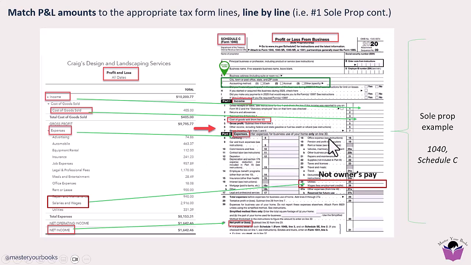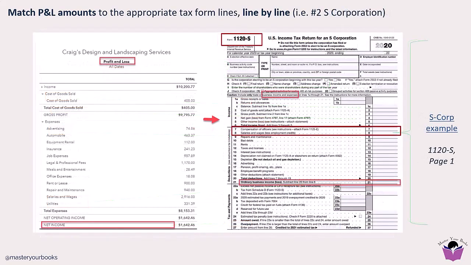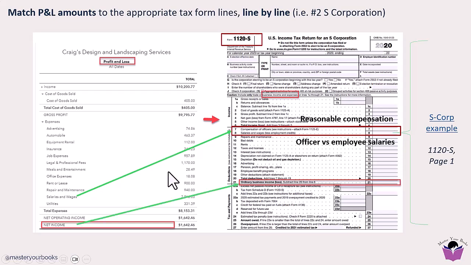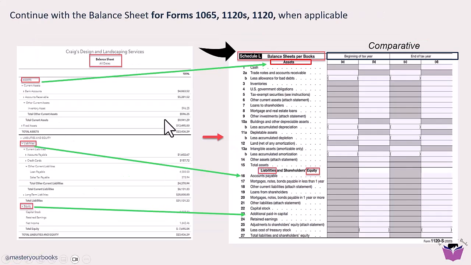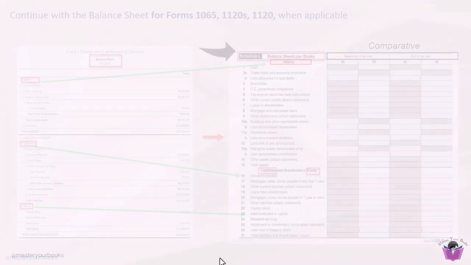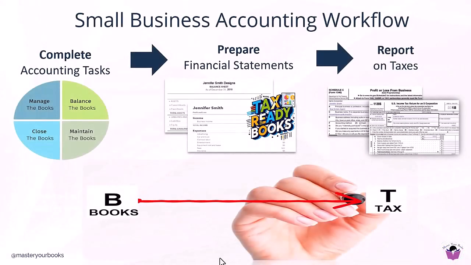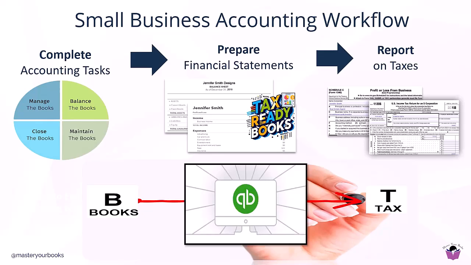And if you don't understand why a number moved from the books to the taxes or how it moved from the books to the tax form, this is a great time to get on a call with your accounting and tax professional. You'll do that same step for the profit and loss statement, and if applicable, you'll make sure you do that for the balance sheet as well. And that's the entire process from books to taxes. And that is how you use the small business accounting workflow alongside QuickBooks Online to go from books to taxes.